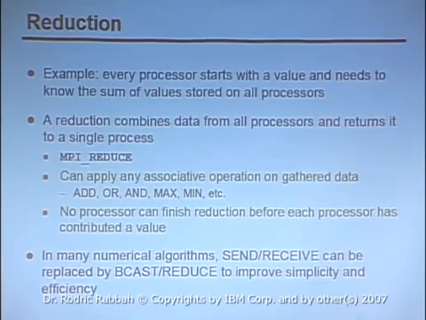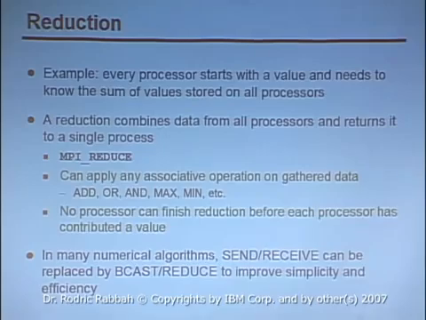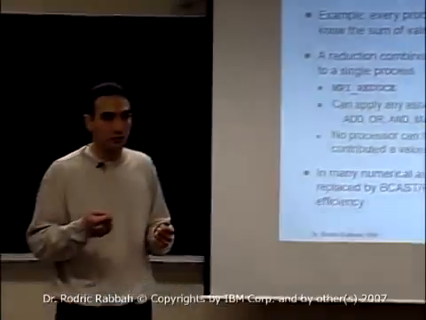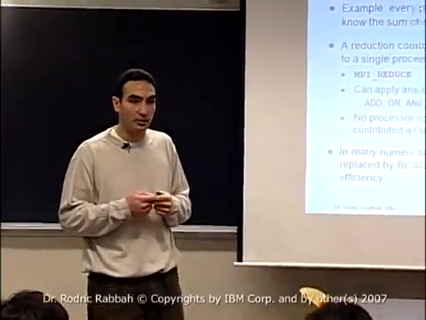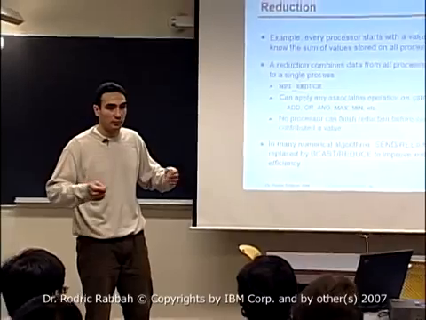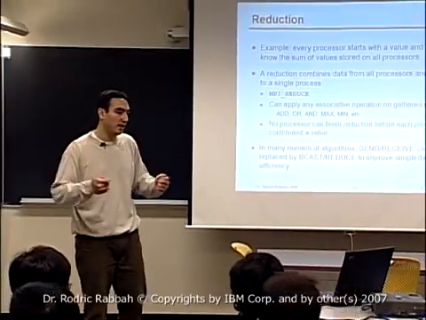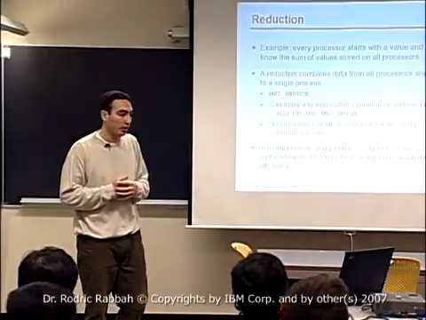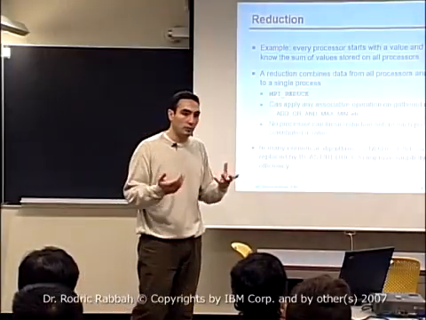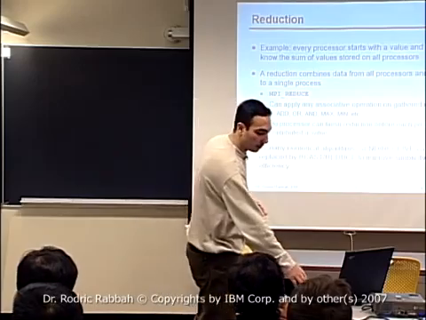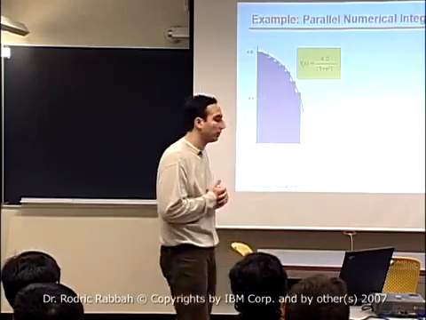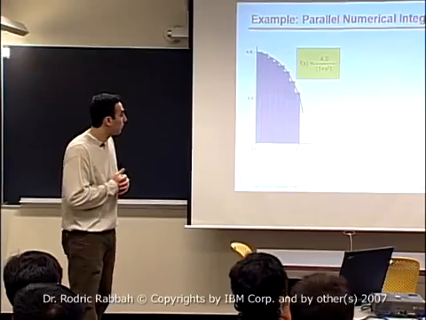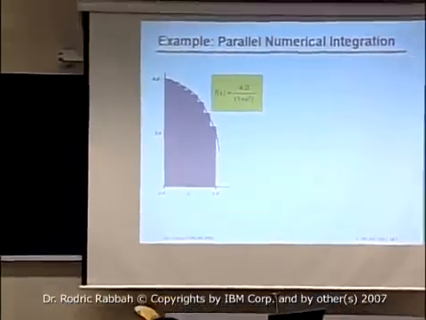So in many numerical algorithms, you can actually use the broadcast and reduce in place of sends and receives, because it improves the simplicity of your computation. You don't have to do n sends to communicate data. You can just broadcast. It gives you a mechanism for essentially having a shared memory abstraction on a distributed memory architecture. There are things like all-to-all communication, which also help you in that sense, although I don't talk about all-to-all communication here. So I'm going to show you an example of a more detailed MPI.